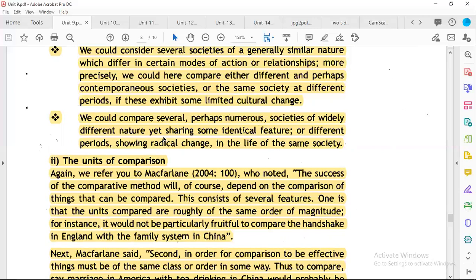It totally depends on the researcher, which type of society, or the nature, whether it is similar or different, he or she will choose. It depends totally on the researcher.